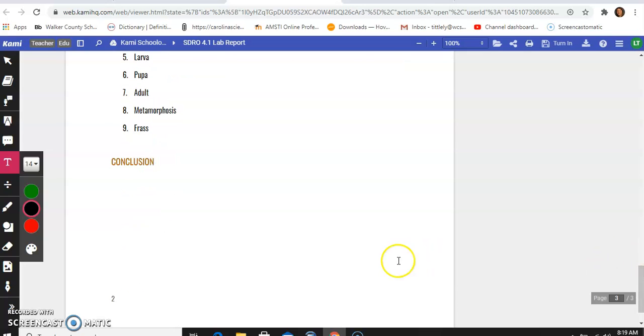And then the last stage of your lab report would be for you to write your conclusion. Your conclusion should be at least 5 sentences long. It should be a summary of what you learned about the cabbage white butterfly egg and larva, and how the larvae grow over time.